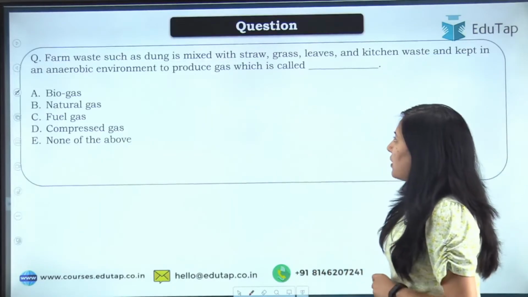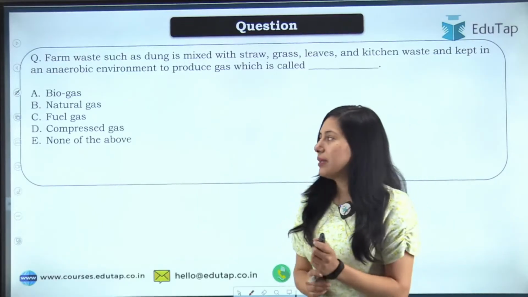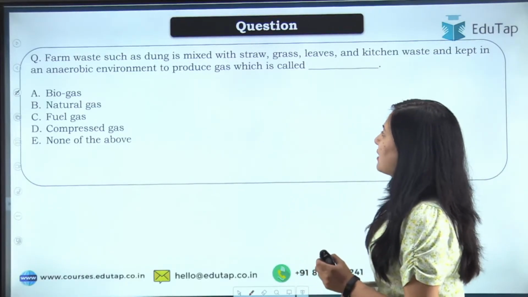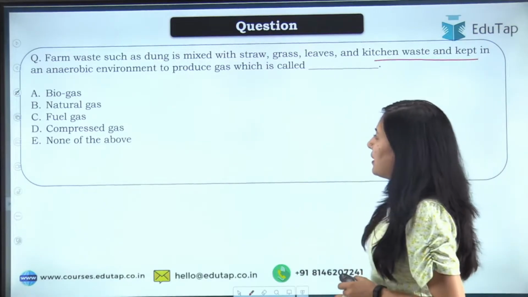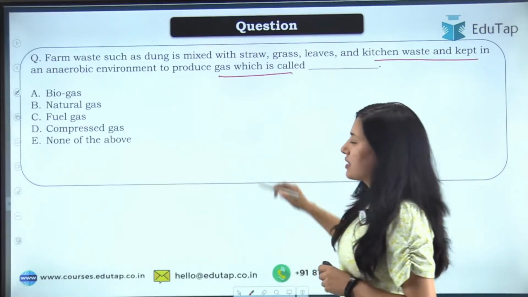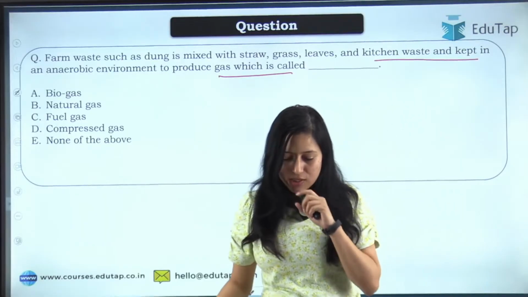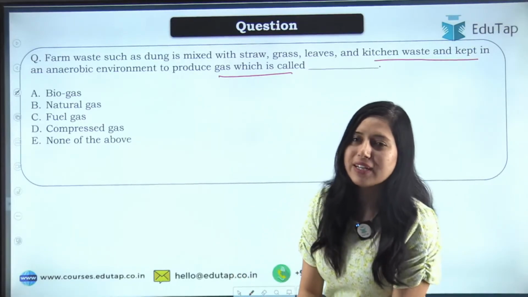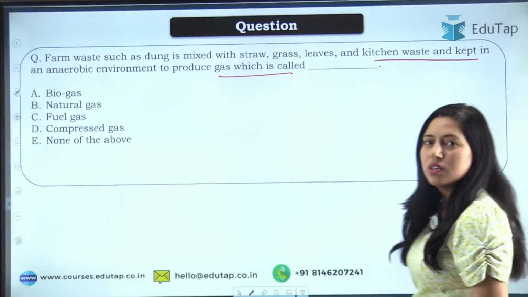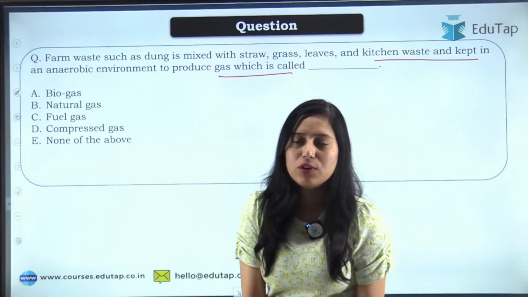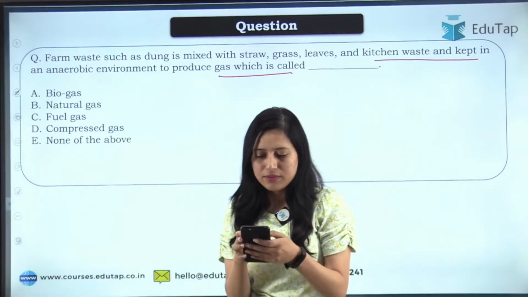Clear? Now this question for you: farm waste such as dung is mixed with straw, grass, leaves and kitchen waste and kept in an anaerobic environment to produce gas, which is called what? Very easy. I have just told you. You have to tell me the answer to this question. So guys, just quickly tell me the answer. I have already told you the answer here.